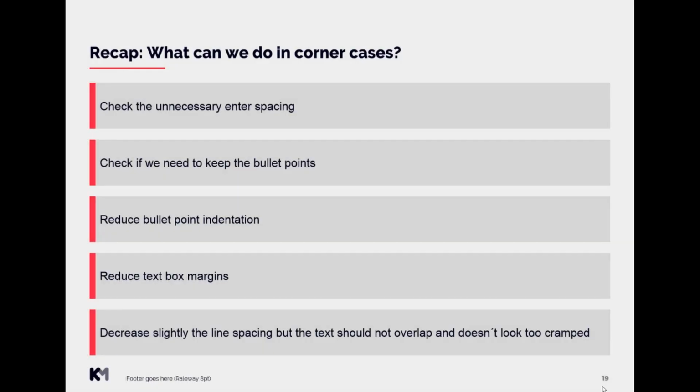So here is just a recap of this section. Always check the unnecessary enter spacing, check if we need to keep the bullet points, if there is just one bullet point for each cell, reduce bullet point indentation, reduce text box margins, and you can decrease slightly the line spacing, but text should never overlap and also should not look too cramped.